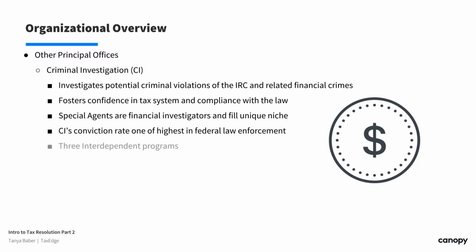So they have underneath them 3 interdependent programs. They have an arena that does legal source tax crimes, illegal source financial crimes. I mean, think of how they got Capone, right?